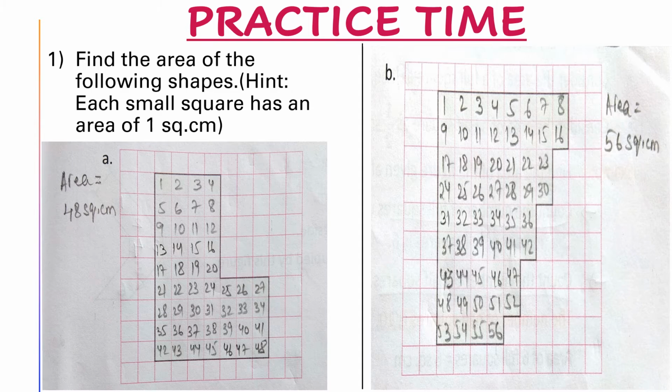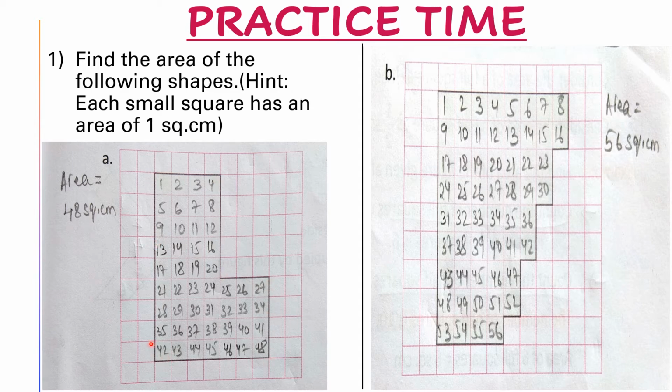Let us practice a few more sums. Question 1. Find the area of the following shape. Each small square has an area of 1 square cm. Children, as you can see, the picture of the shape has been traced on a graph paper. We need to find the area of this shape.